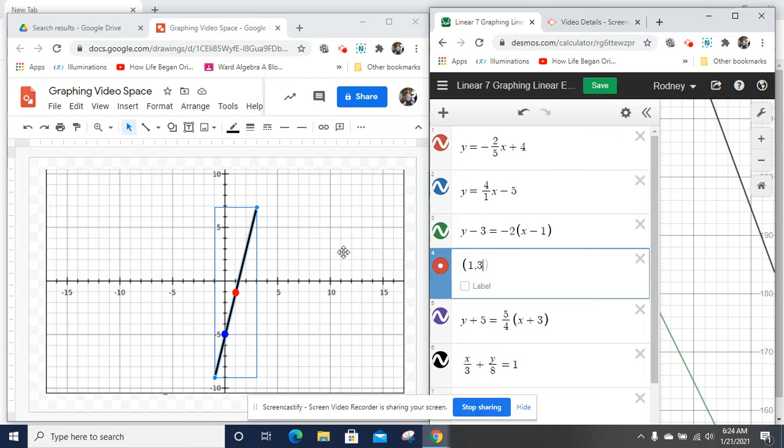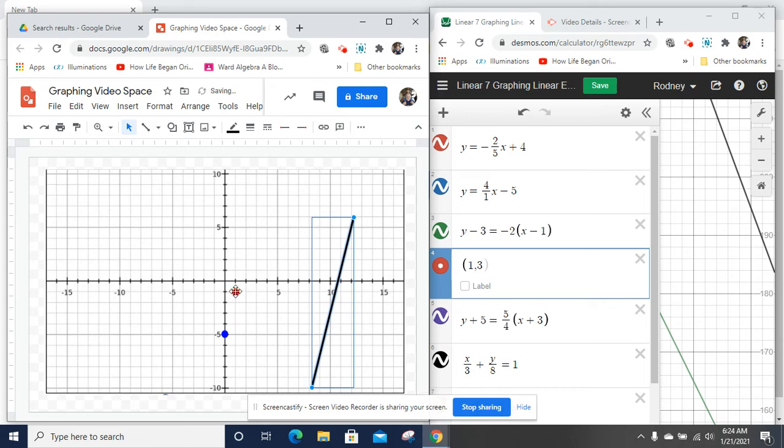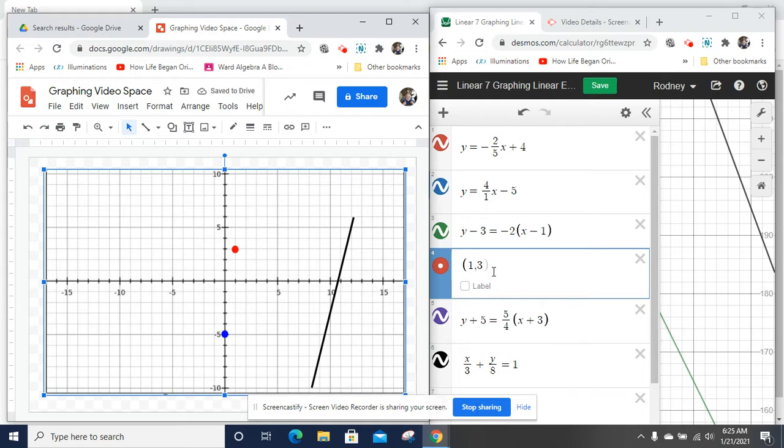So now I can plot a point. So let's go ahead and plot a point. I'm going to move the line over so it's out of the way. So let's grab this one, and we're going to go to 1, 3. So here's 1, and we go up to 3. And now I've plotted one of my points.